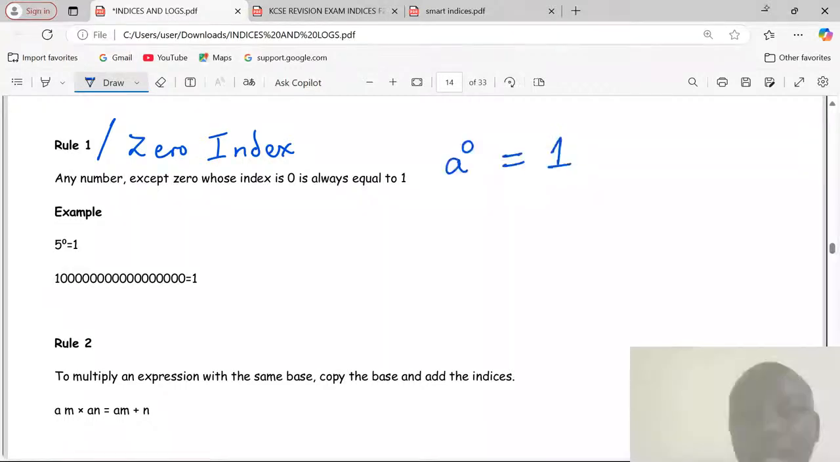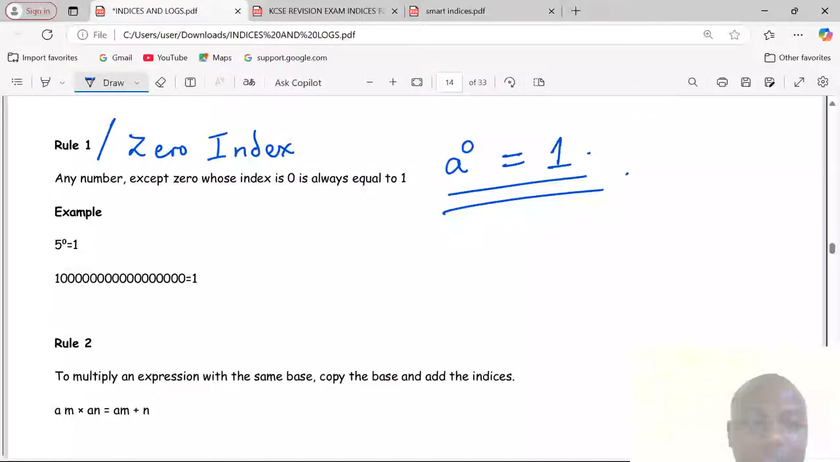We can put it: number A raised to power 0 is equivalent to 1. When you are given 5 raised to 0, the answer is simply 1. When you are given a number, no matter how big it is, and we raise it to power 0, the answer is going to be 1. So no matter the base, as long as you are raising it to power 0, the answer becomes 1.